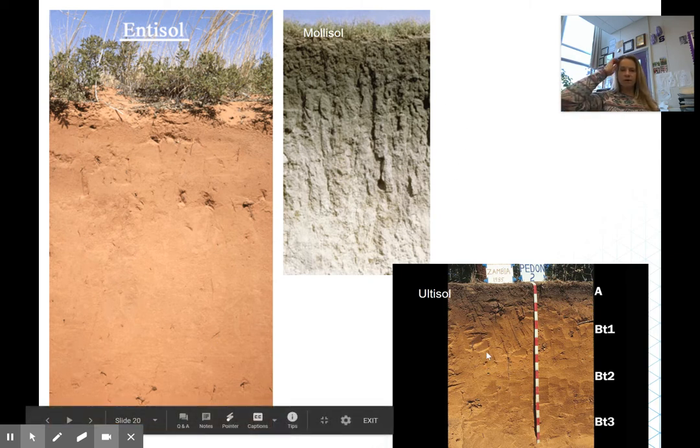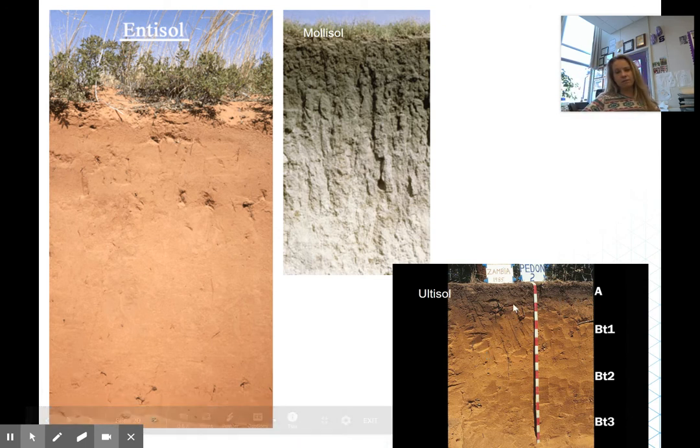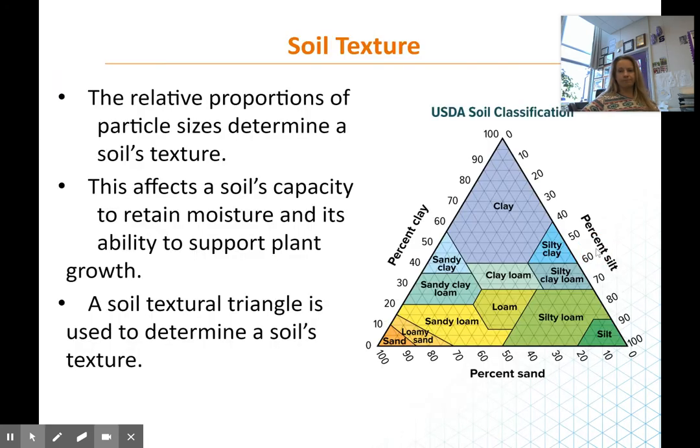And then Oldisol, this is very old. So we've got this C layer, we've got an almost non-existent B layer, and then a very, very thin A layer. And that's just because this soil is very, very old.